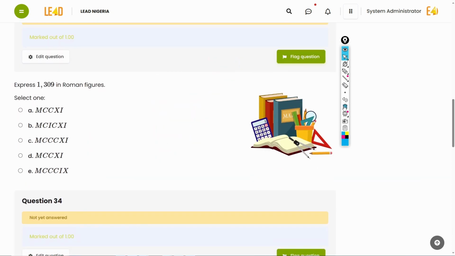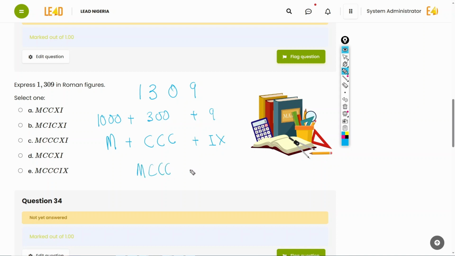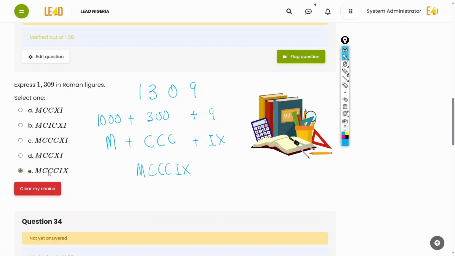33. 1309 in Roman figures. So that's 1000 plus 300 plus 9. 1000 is M, 300 is CCC, 9 is IX. So it is MCCCIX. That's option E.